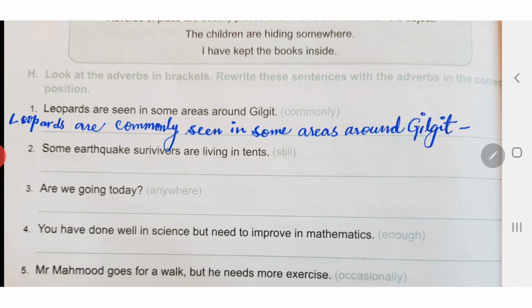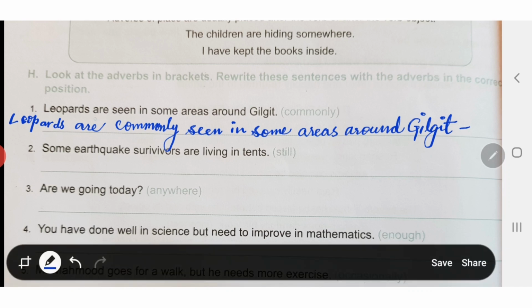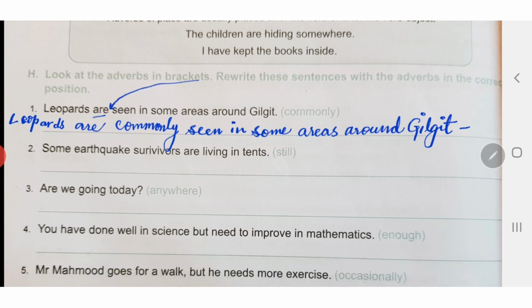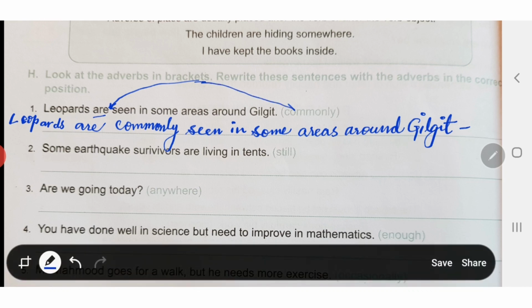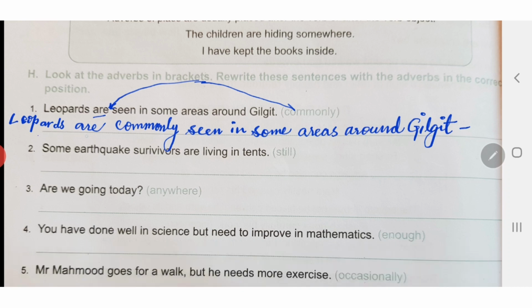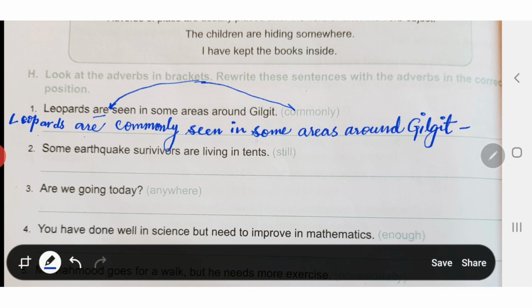Okay, easy. Now you see, the helping verb is are and the bracket says commonly. See how I placed it here. Was it easy, students? It's fun to do, right? Let's read it all again. Okay, leopards are commonly seen in some areas around Gilgit. Gilgit is the name of a place. Okay, now it's easy and clear to you. Yes, I know it's very easy and very interesting.